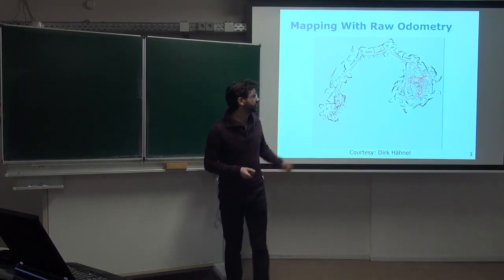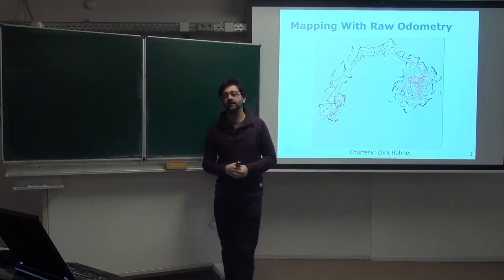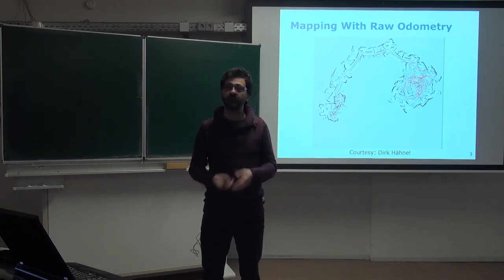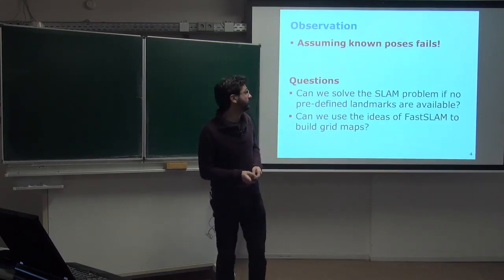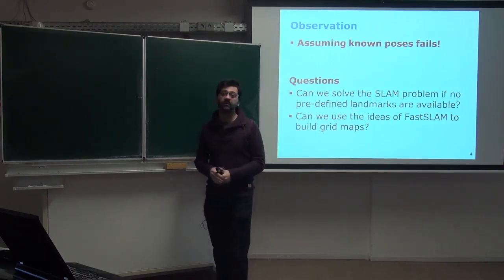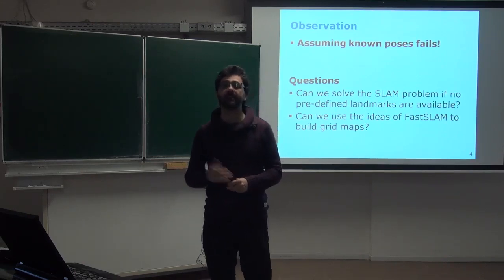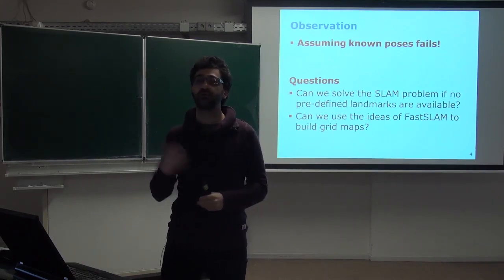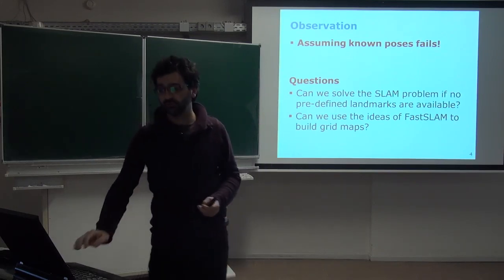The idea when you do SLAM is that you try to correct this drift, this error, by analyzing the environment around you, by using the laser data or the sonar or whichever sensor you have, or a camera. So the question is: can we actually solve the SLAM problem if we don't have landmarks, if we just want to use the raw data given by our sensors? And can we use the same idea that we used in FastSLAM and apply it to the raw data?